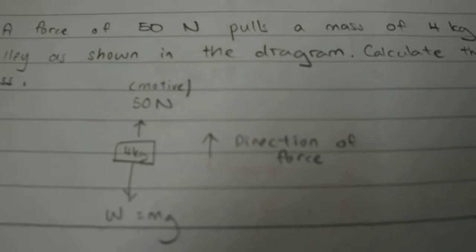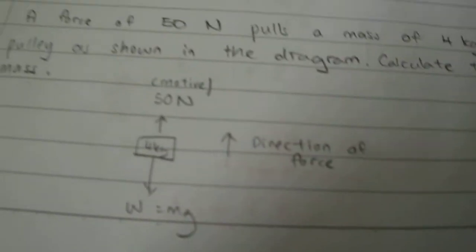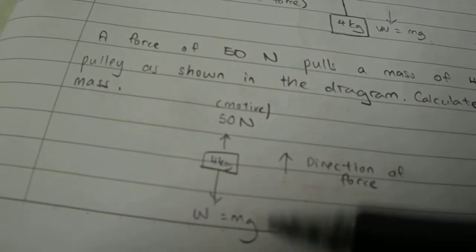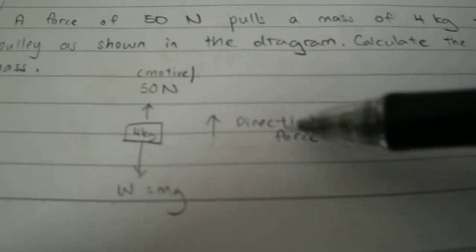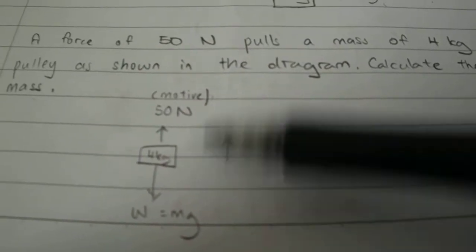So this is actually just a visualization for the question. This is the 4 kg weight. This is the force that this mass is exerting, and that is the motive force. And this is the direction of the force. I want it to go this way. Okay, see it? Yeah. So I'm going to flip the page.